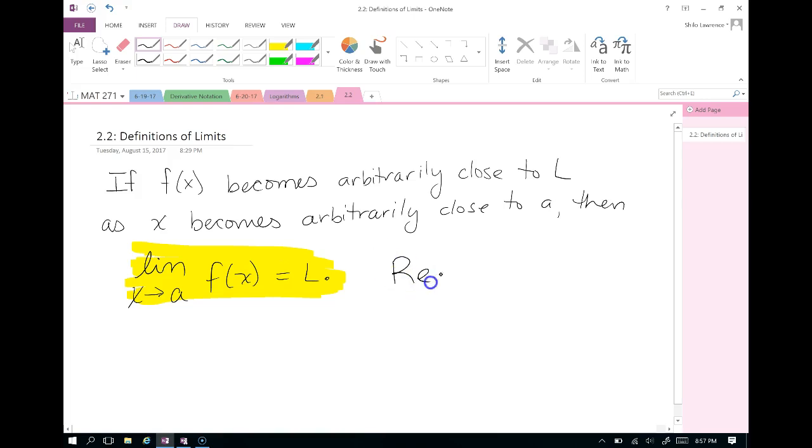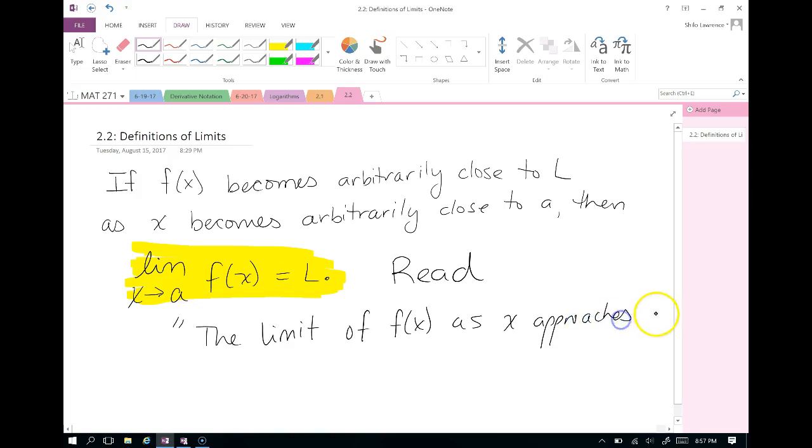And it is read, the limit of f of x as x approaches A is L. So A is going to be a number. When we actually look at some examples, we'll have a number in that spot. F of x will just be some function that they give us for that problem. So there will be a function in that spot. And our answer, L, will also usually be a number.